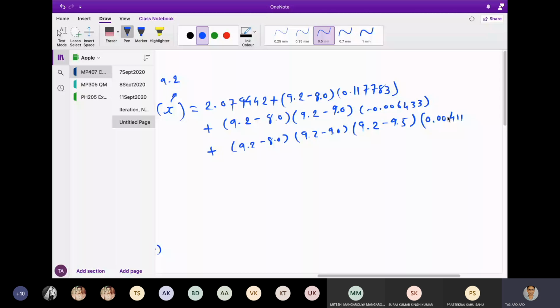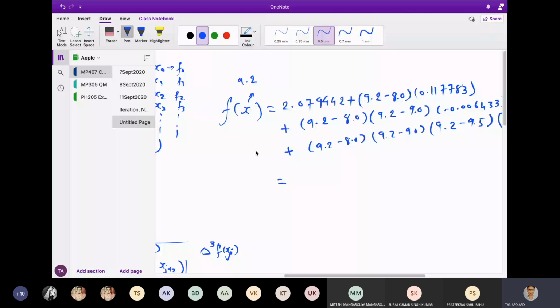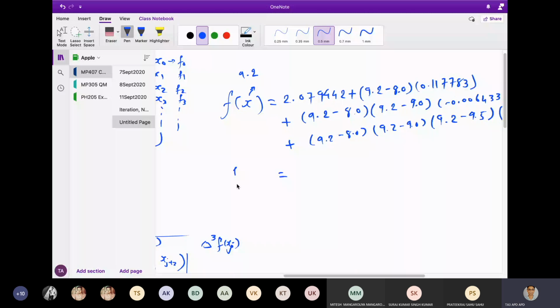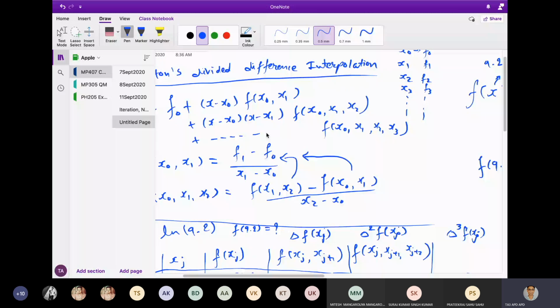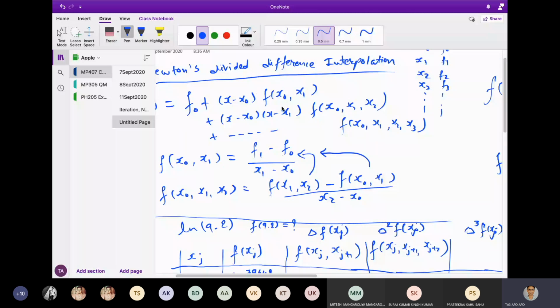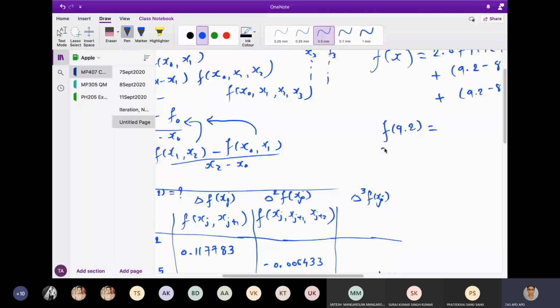Okay, so this is just simply using a calculator to find the values. So this is your f of 9.2. Just remember that we are doing this first order, second order, and third order. So this is a third order polynomial, Newton's third order polynomial.